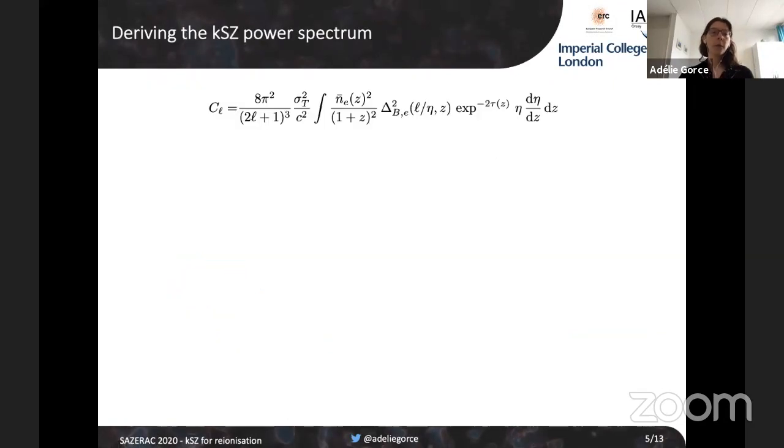So how to solve this problem? We've chosen to go back to the very basic equations that give you the C_L, the power of the spectrum at multipole L, for the kSZ signal.